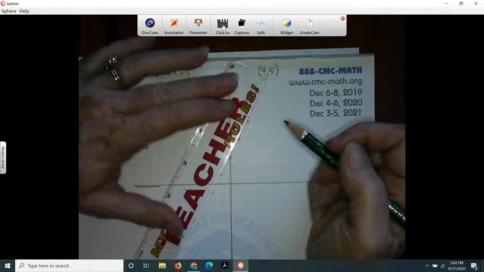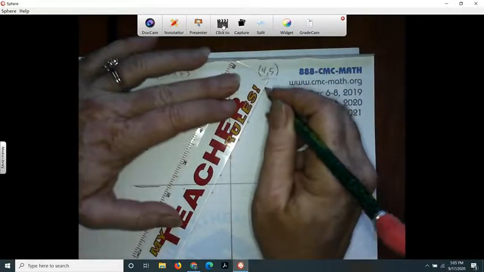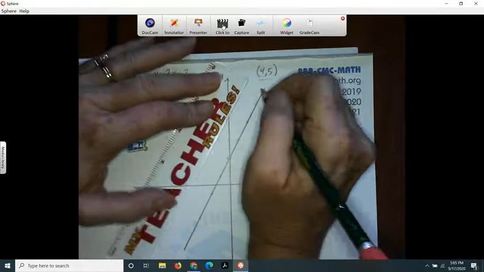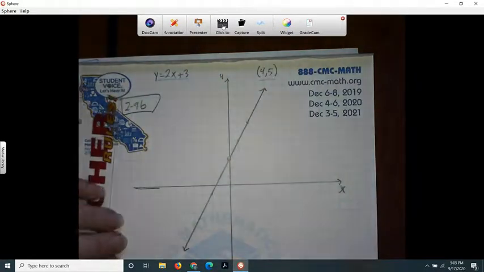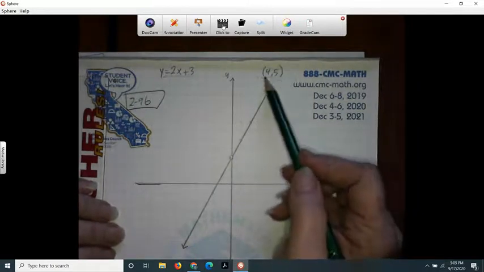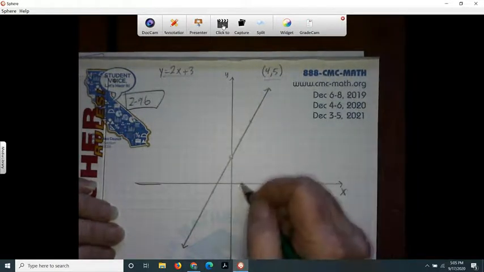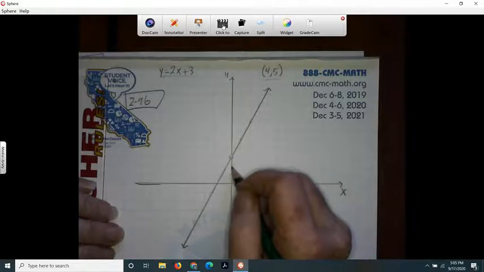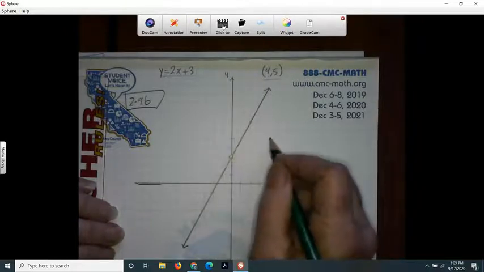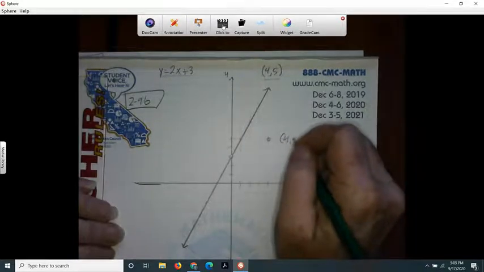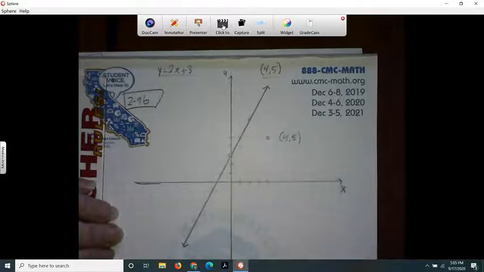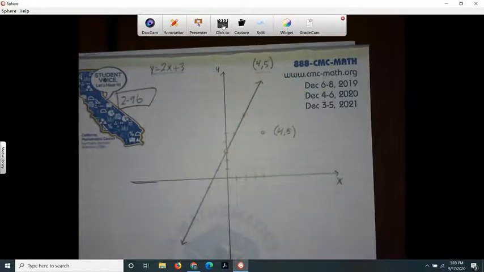And you could do the problem without drawing the graph. It didn't ask you to graph it, but having the graph will help you understand what it is you're trying to find out. You're trying to find the distance between this point, (4, 5), and this line. Okay, so how far is it?